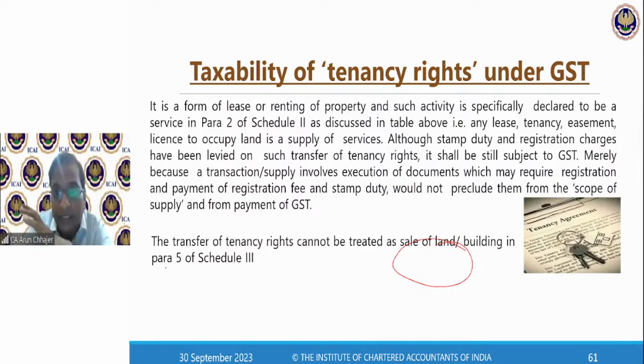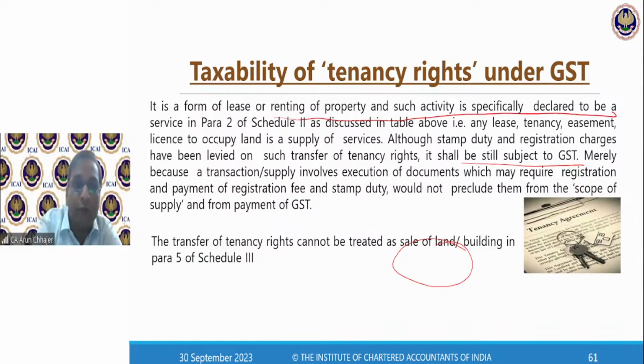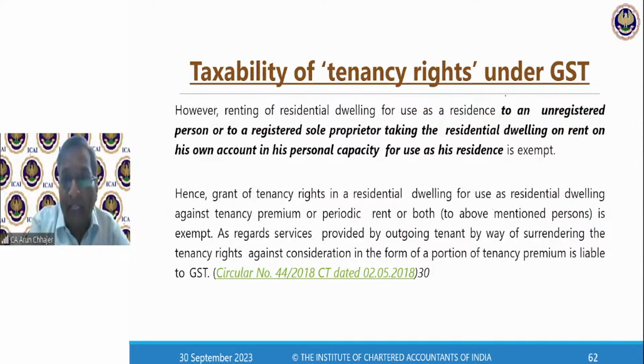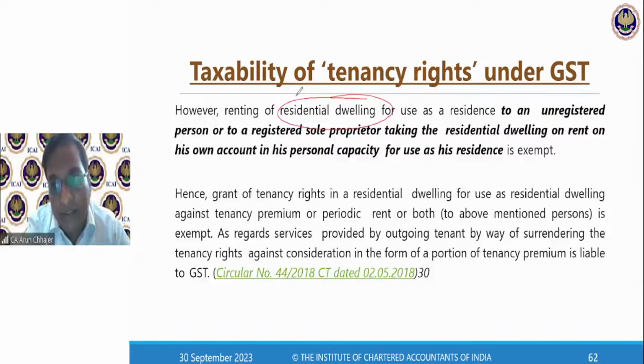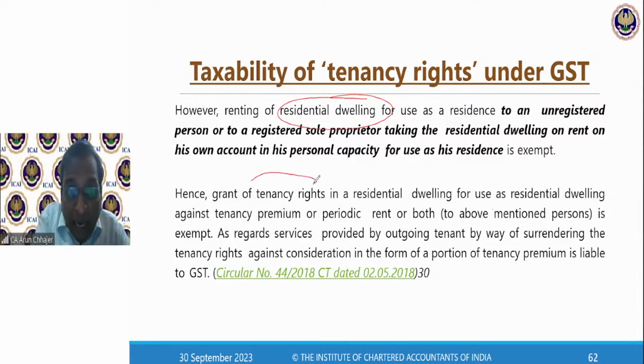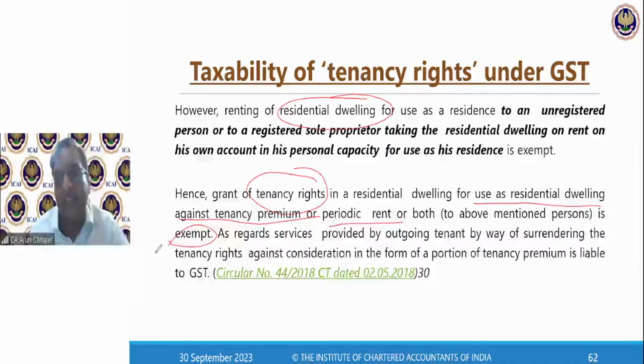They are saying that it is still subject to GST. It is a form of lease or renting of the property, declared to be a service in Para 2 of Schedule 2, as discussed in the table above. However, they are saying that renting of residential property is an exempt service. So the grant of tenancy right for use as a residential dwelling against the tenancy premium or periodical rent or both is also exempted in GST.